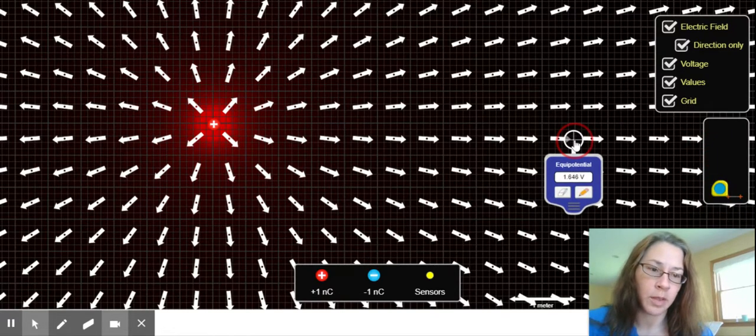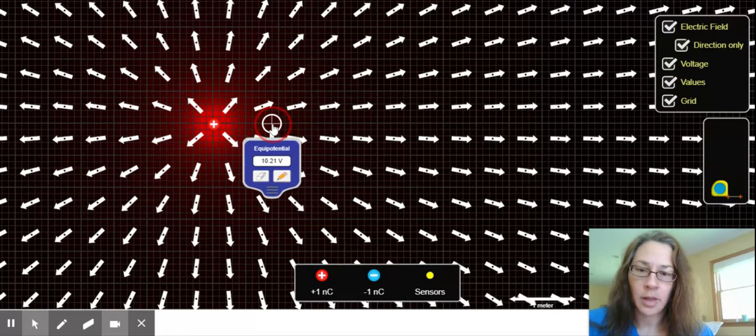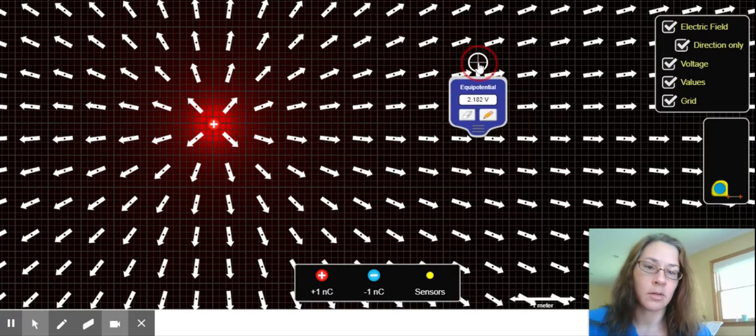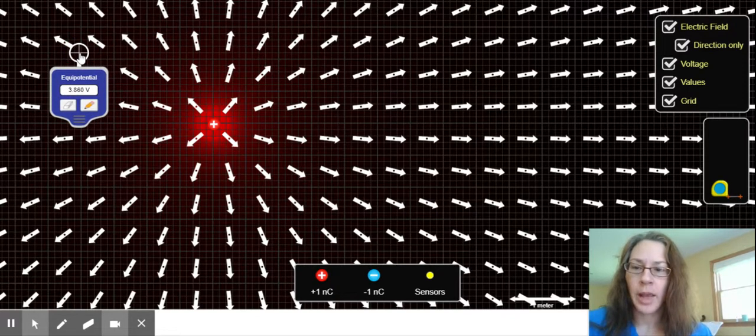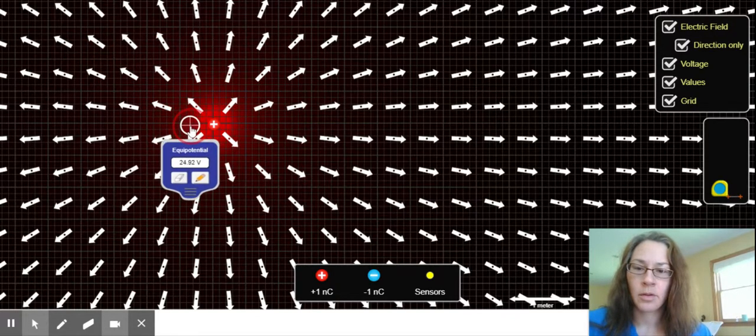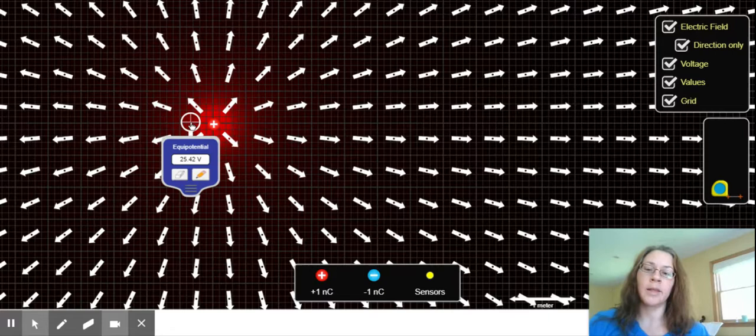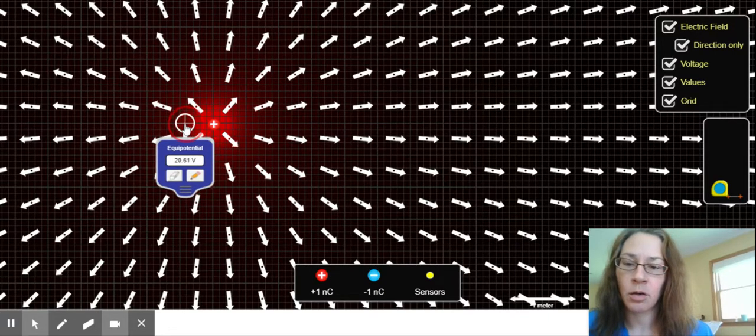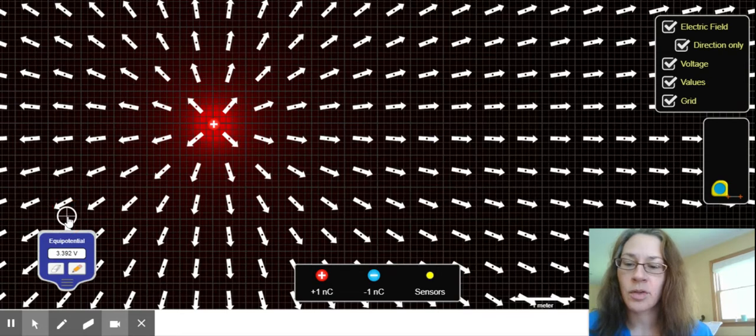And we're going to take a voltmeter and place it around 10.02 volts, 2.172 volts. What do you notice about it? 3.86 volts and 25.42 volts. So what is it that you notice as I move this meter around? What happens to the values? And think about why those values changed and in which direction they changed.